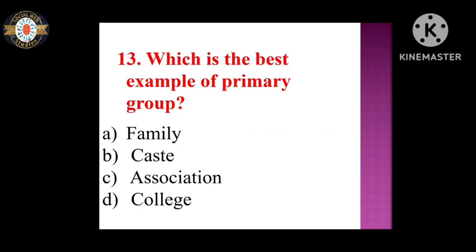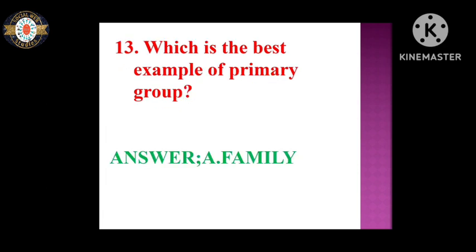Another question is, which is the best example of primary group? Option A, family. Option B, caste. Option C, association. Option D, college. Answer is option A, family.